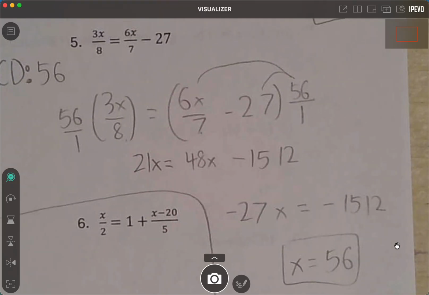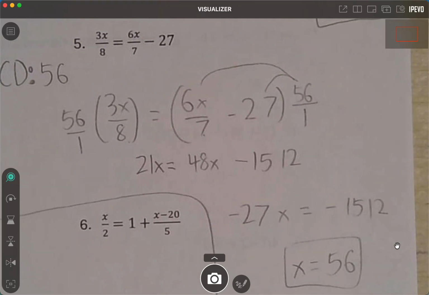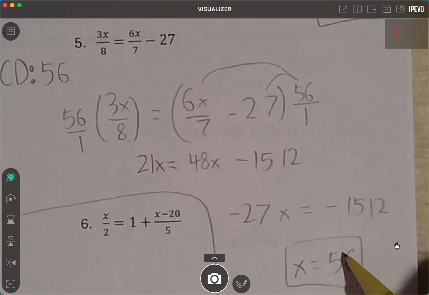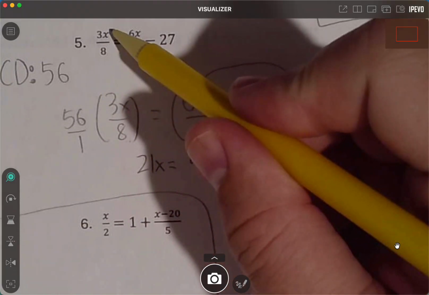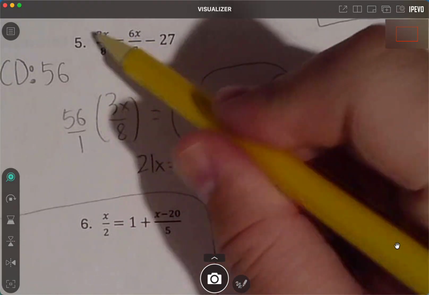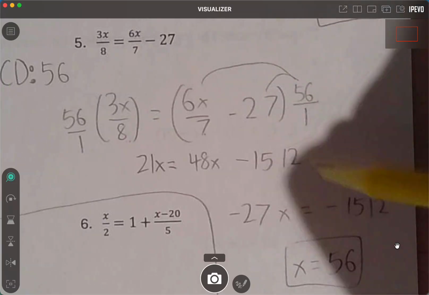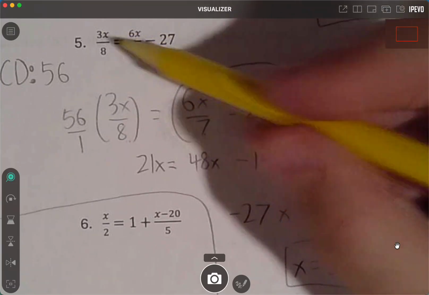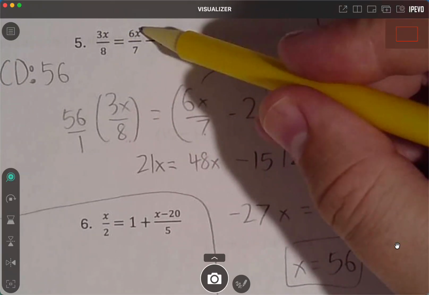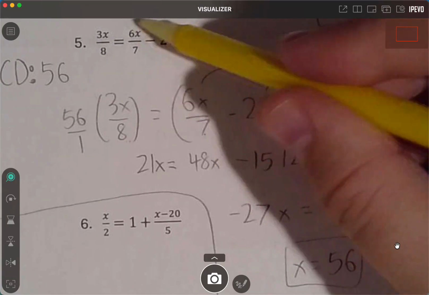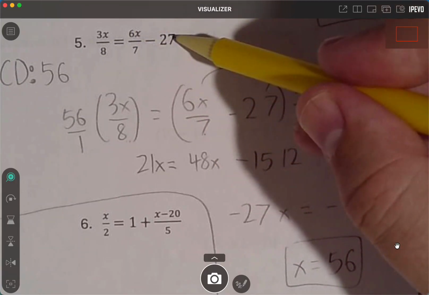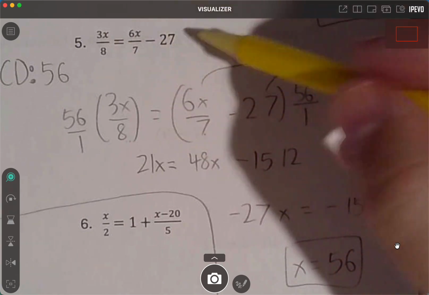Now this one's a little harder to plug in and verify, but you still should be able to. If I plug 56 in, 56 divided by 8 is 7, and 7 times 3 is 21, so it's still 21, kind of coincidental. So 21 is what I have over here. If I plug in 56 and divide it by 7, that is 8. 6 times 8 is 48. 48 minus 27 is 21. Great, I got 21, 21.